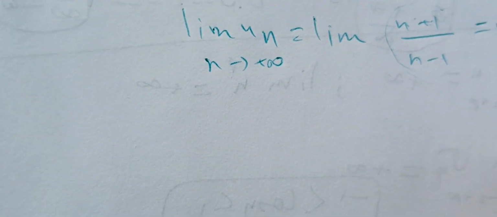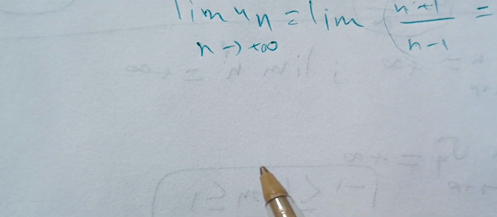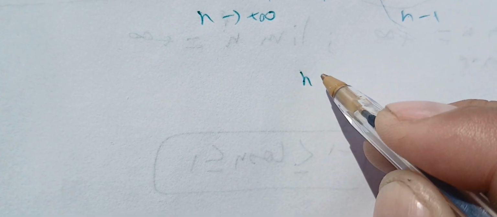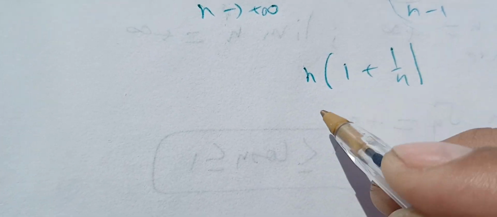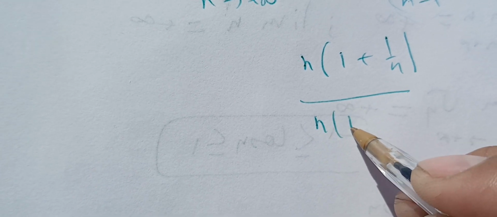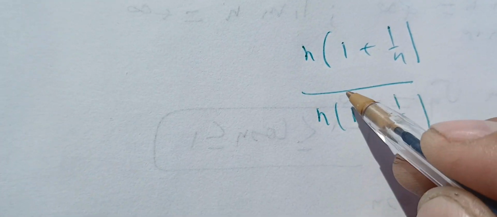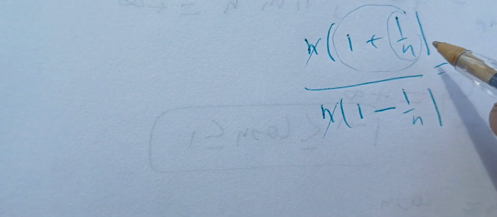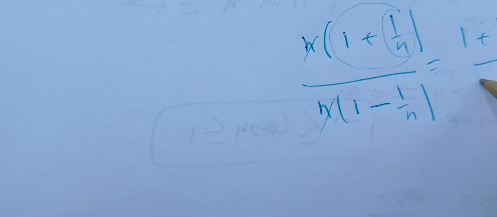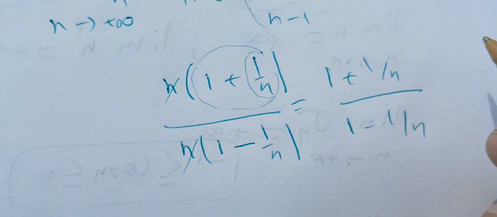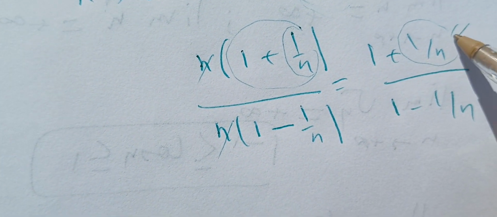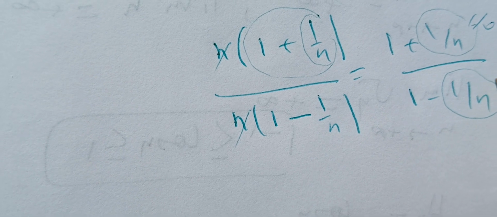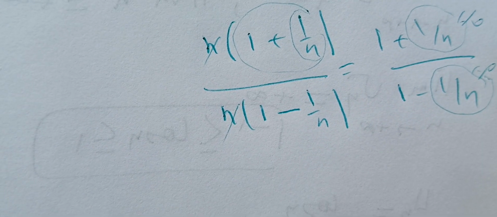We can also use some rules that we have seen, like for the famous limits. We can just factor by n. So we have n times (1 plus 1 over n) on top, and on the bottom n times (1 minus 1 over n). We cancel by n and we have (1 plus 1 over n) over (1 minus 1 over n). As n gets bigger, 1 over n goes to 0, both on top and on the bottom. So we have 1 over 1, which is 1.